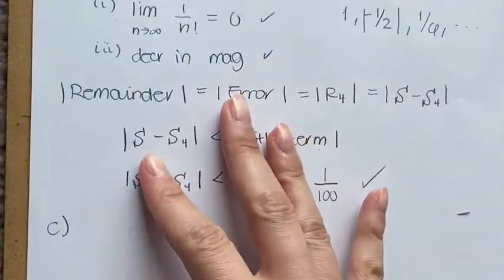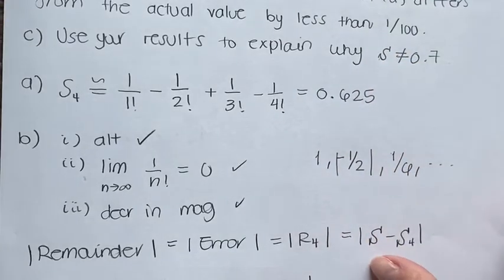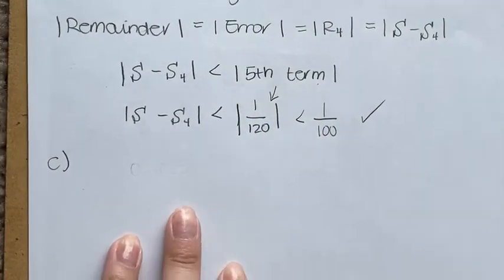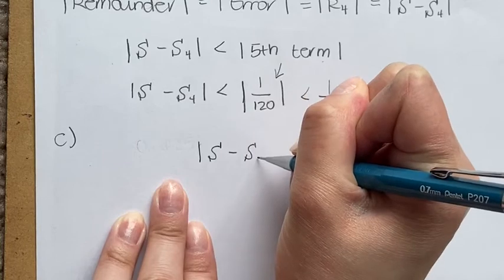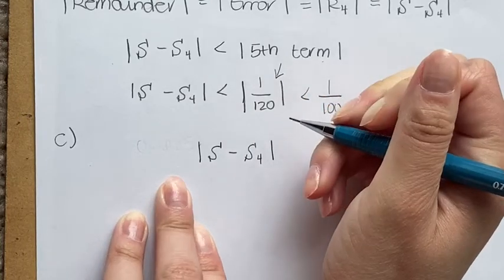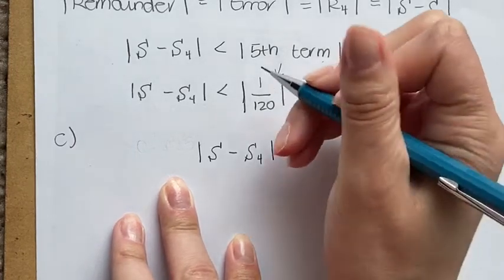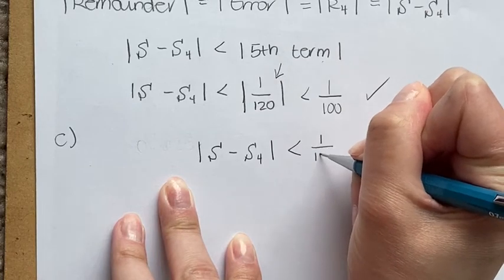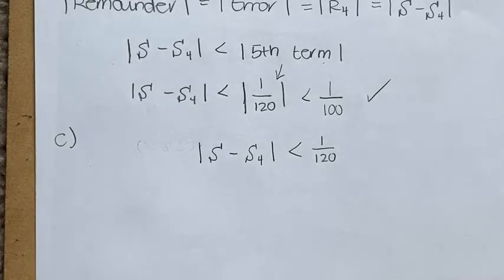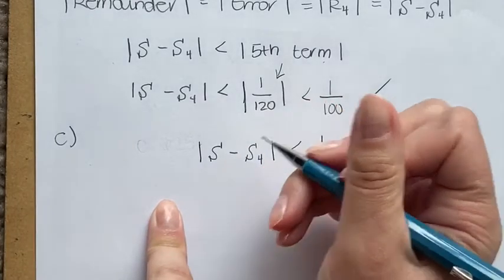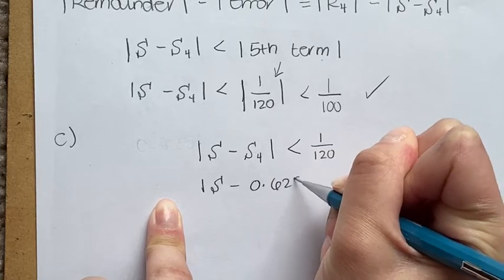So for C, we need to use your results to explain why S is different than 0.7. From the results, I know that I have this inequality, and we know that this is less than 1 over 120. You also know that S4 is 0.625.